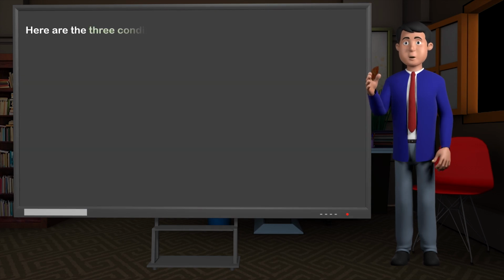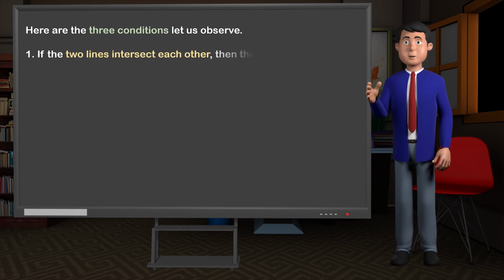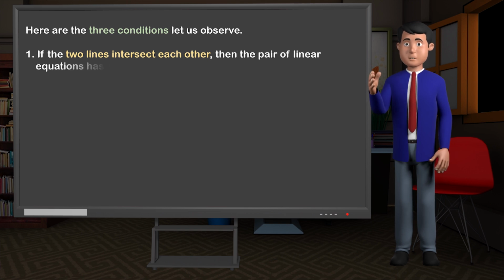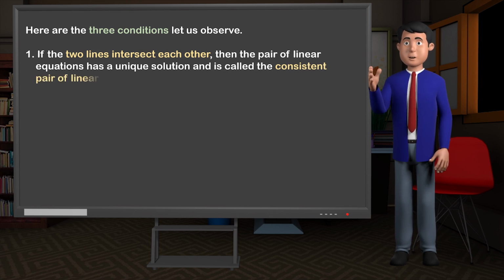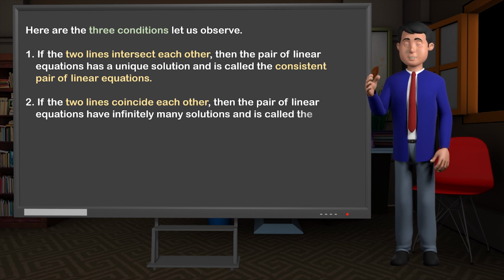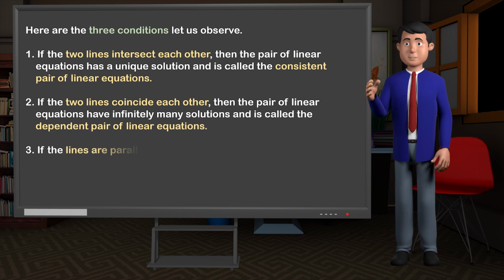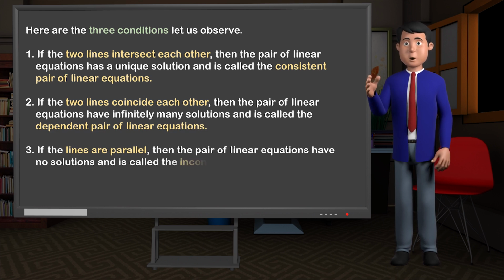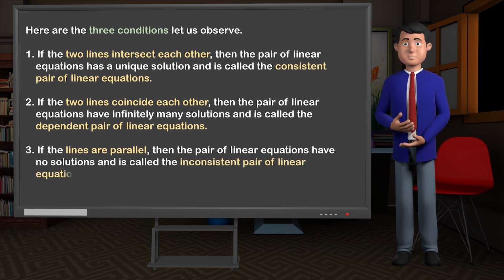Here are the three conditions. Let us observe. Number 1. If the two lines intersect each other, then the pair of linear equations has a unique solution and is called the consistent pair of linear equations. 2. If the two lines coincide with each other, then the pair of linear equations has infinitely many solutions and is called the dependent pair of linear equations. 3. If the lines are parallel, then the pair of linear equations has no solution and is called the inconsistent pair of linear equations.